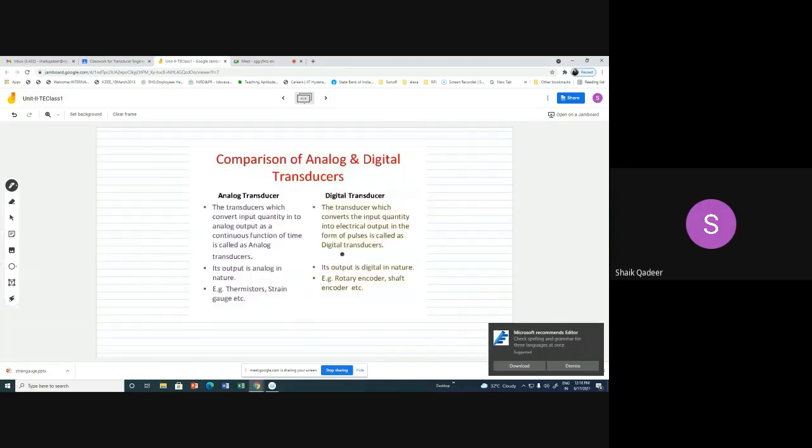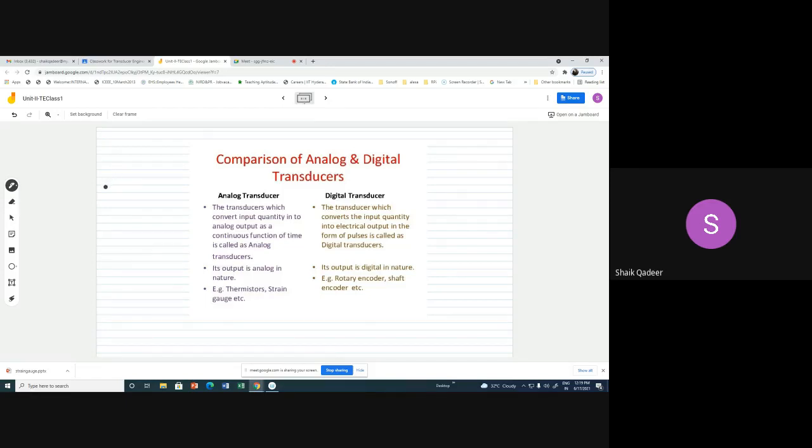Now I'm moving to the next type of transducer classification. This is a general classification. If the implementation is in the analog field, it is an analog transducer. If the implementation is mostly in the digital domain, it's a digital transducer. You'll see the points given here for analog and digital transducers. This transducer converts input quantity into output quantity as a continuous function of time, right? So it means that it reads the information in its actual form, in nature.